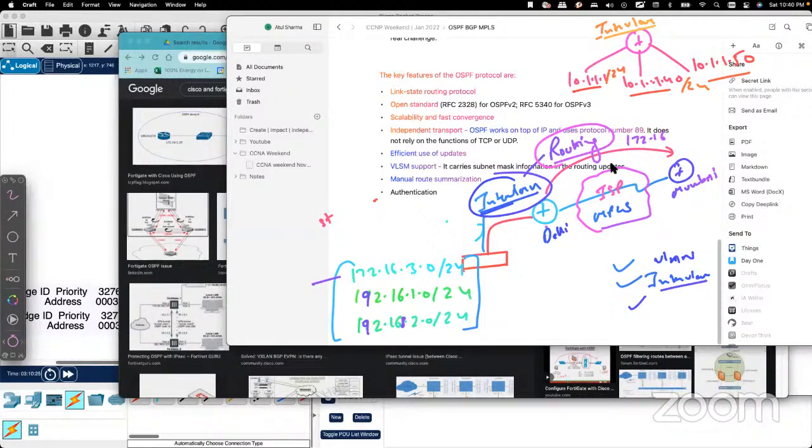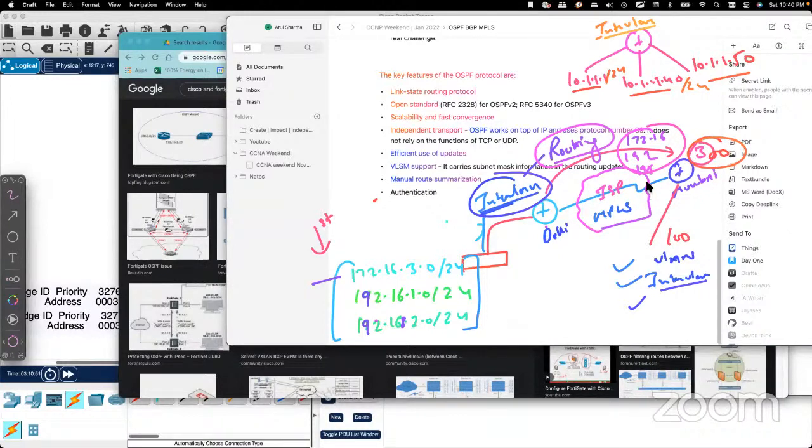So one is 172, then 192, then maybe 195, whatever. Whatever routes you have, if they are not in the same network, if they are not related to any class, you have to send almost 3 routes. Just imagine if this Mumbai is connected to 100 more branches, and every branch is sending 3. So how many routes will Mumbai get?